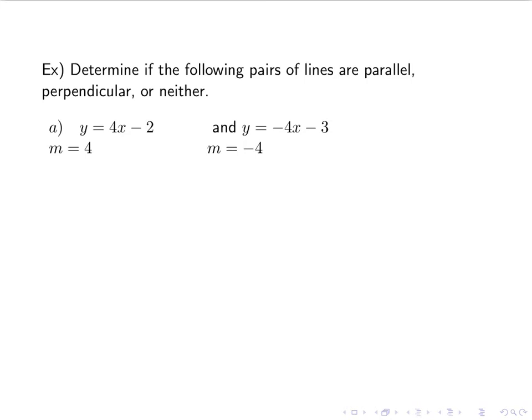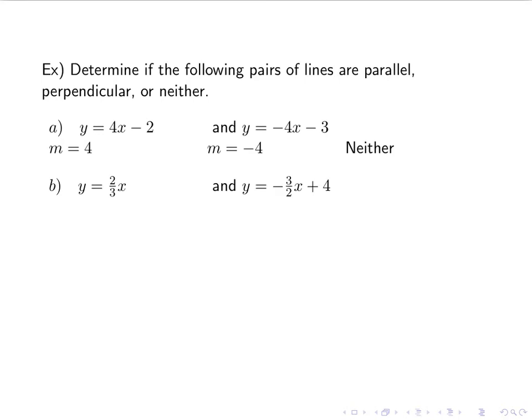They're not equal. The next question is, are they negative reciprocals of each other? They are negatives of each other. One's positive, one's negative, but they're not reciprocals of each other. 4 is not the reciprocal of 4. So they are neither parallel nor perpendicular.